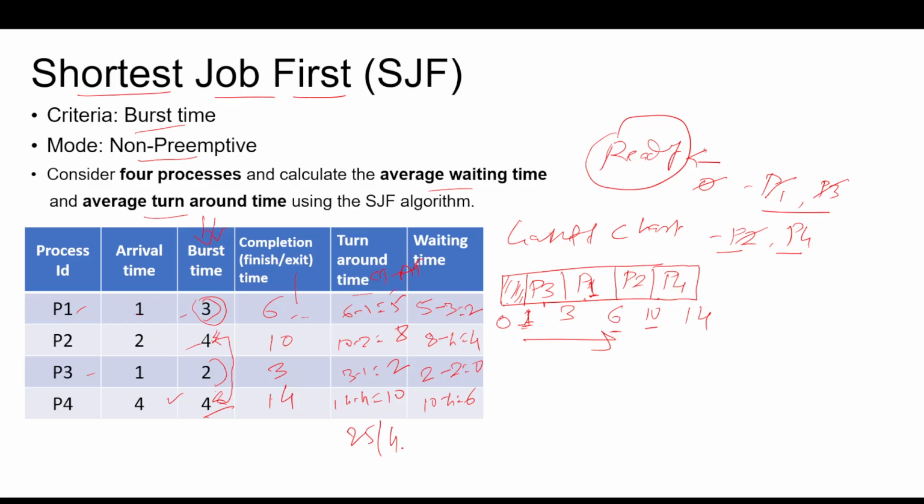Divide 25 by 4. Calculate the average and write your answer in the comment box for the average turnaround timing. Similarly, the average waiting timing is 2 plus 4 plus 0 plus 6, which is 12, divided by 4. So this is nothing but the shortest job first algorithm. Okay, thank you.